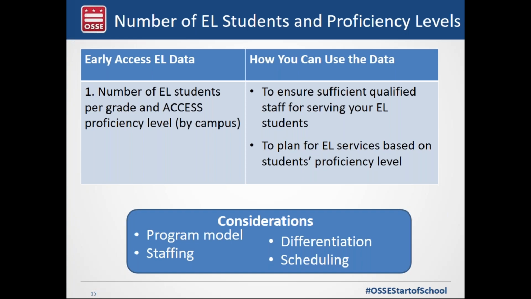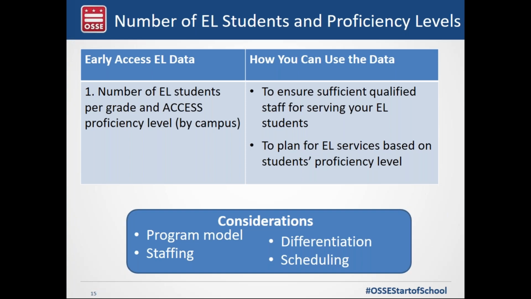Some questions that you might consider as you look at how many students you have per grade and their proficiency levels are thinking about what program model your LEA uses to provide language assistance to EL students, and does that match the students' needs? How many staff do you need to support EL students in each grade, given your program model and your student population?